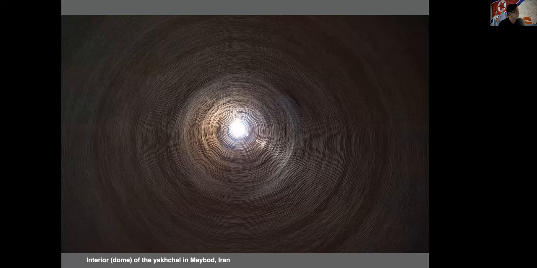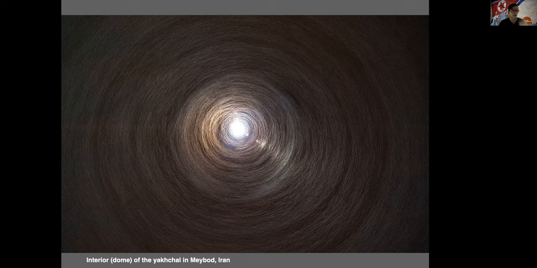And this is an image from the interior of a Yakchal, looking upward to the top of the dome where there was an opening for light. Water is often channeled from a kanat, the underground aqueducts that I described in my previous lecture, which drew underground water at a low temperature and kept it at a low temperature because the aqueduct was underground and not exposed to heat and sunlight.